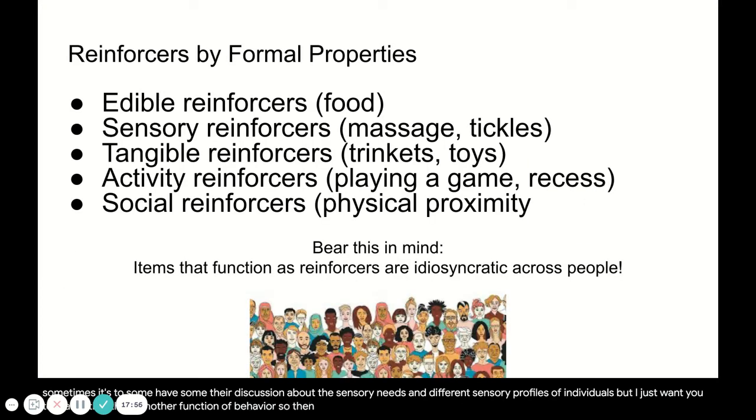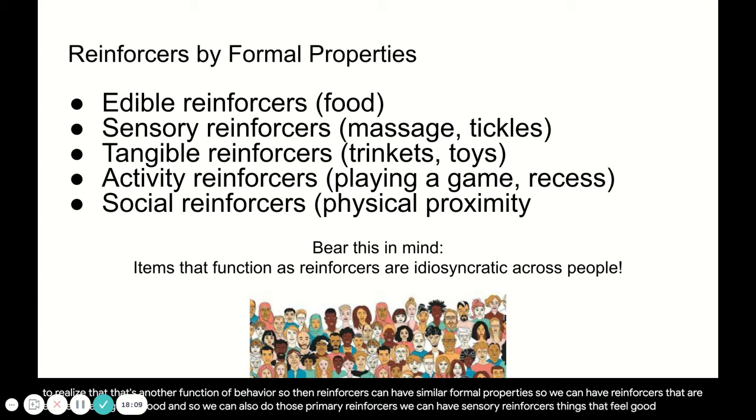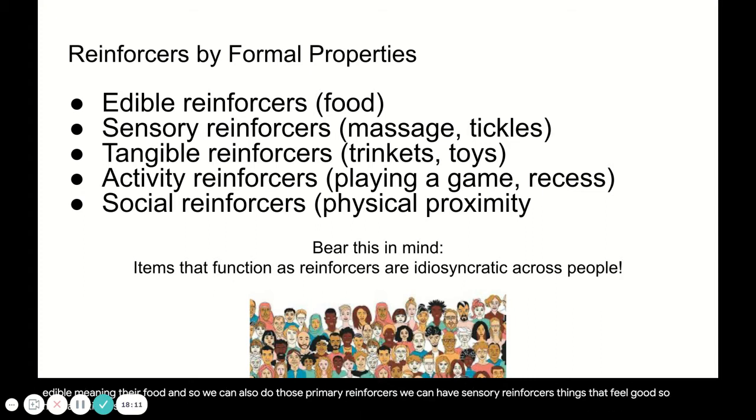So then reinforcers can have similar formal properties. We can have reinforcers that are edible, meaning they're food, and we can also call those primary reinforcers. We can have sensory reinforcers, things that feel good, so massage, tickles, high fives. And tangible reinforcers, so this can be trinkets, toys, activities, or social.